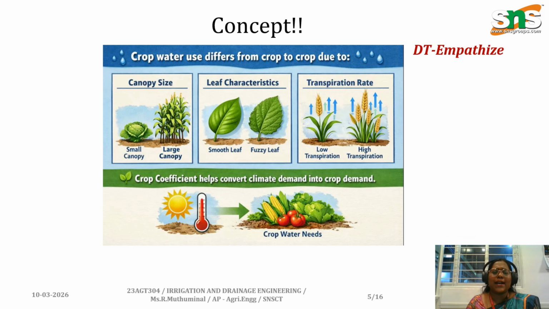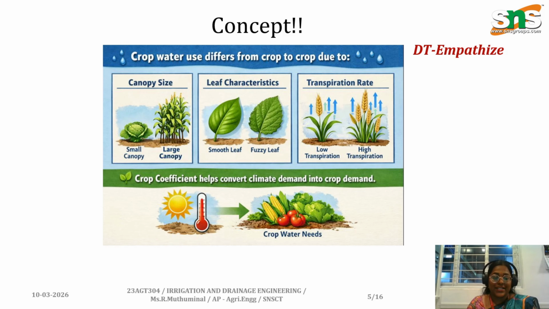Crop coefficient is a factor that relates the crop evapotranspiration to the reference evapotranspiration. In simple terms, it adjusts the climate-based water demand to reflect the actual water requirement of a specific crop. The reference evapotranspiration represents the water loss from a standard reference crop, usually a grass.